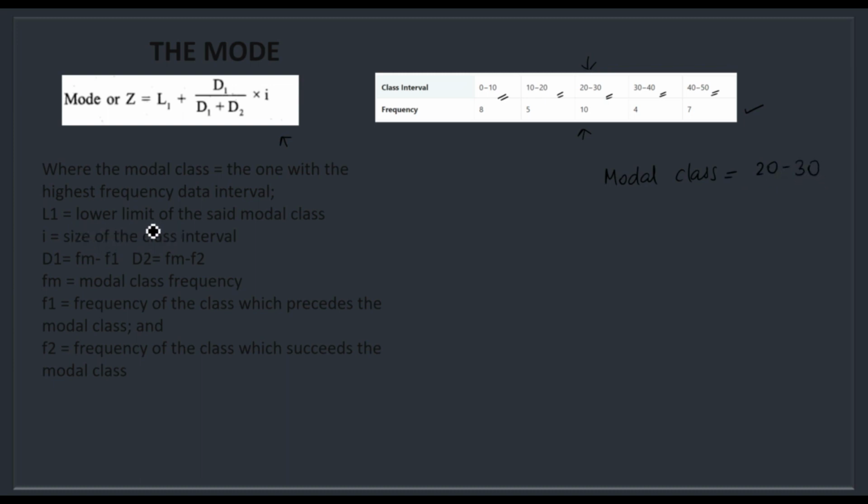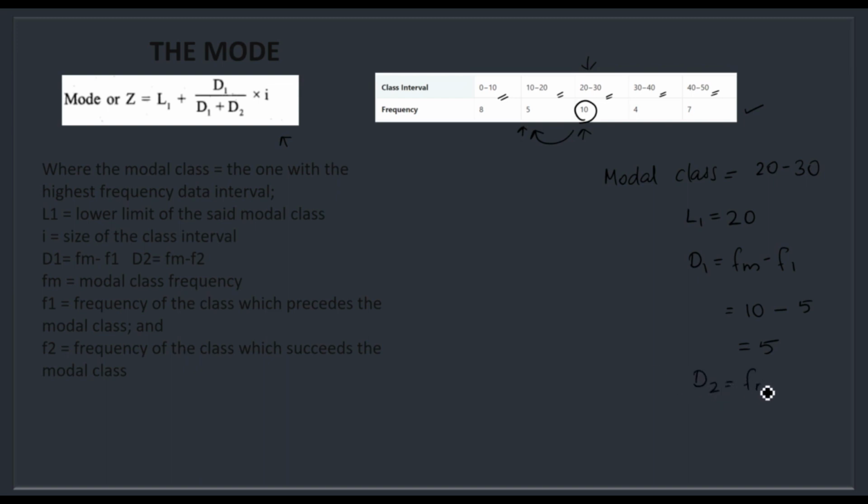Now what is L1? The lower limit of the modal class, so the lower limit is 20. So we have got L1. Now D1, what is D1? D1 is FM minus F1. FM is the modal class frequency. The modal class is 20 to 30, so its frequency is 10. What is F1? The frequency of the class which precedes the modal class. So 10 minus 5. So D1 is 5.